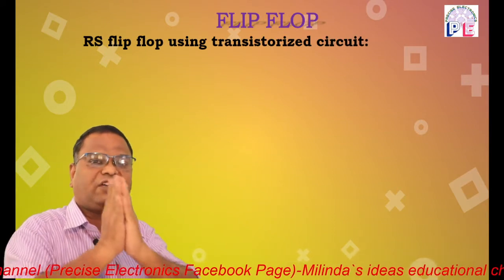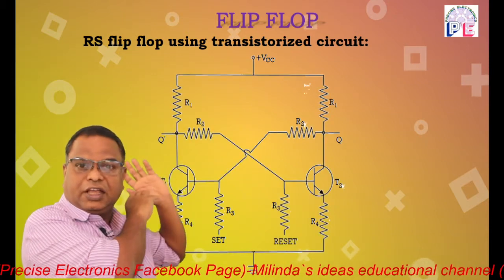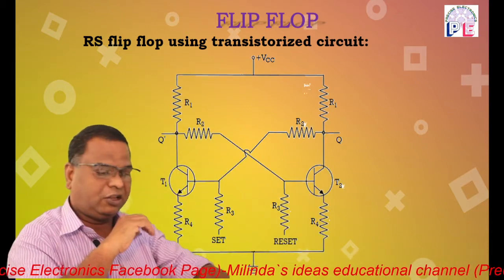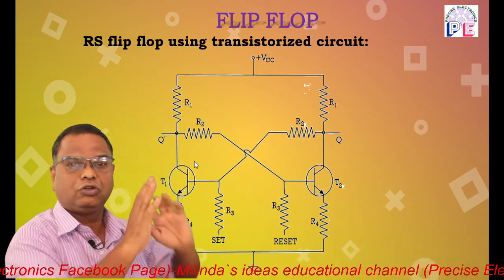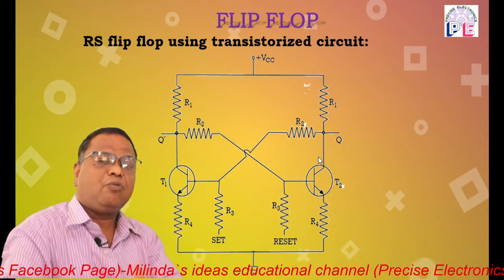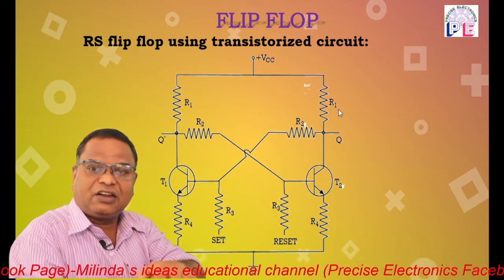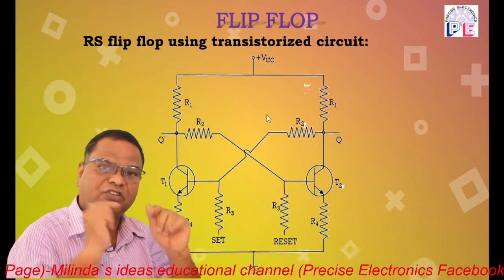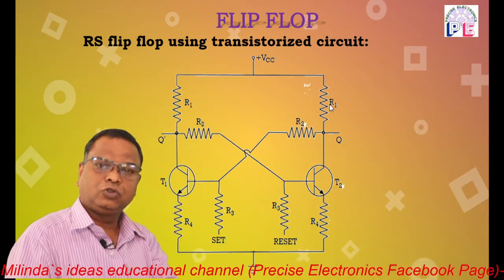The transistorized RS flip-flop is now going to be displayed on your screen. In this circuit, two identical transistors, T1 and T2, are used. And the same value of resistors are connected in the circuit. That means the collectors of both T1 and T2 are connected to the plus VCC through resistors R1.